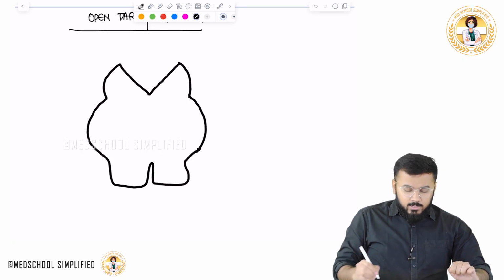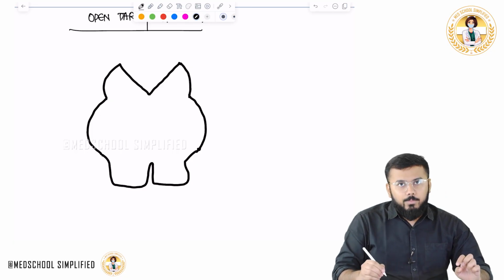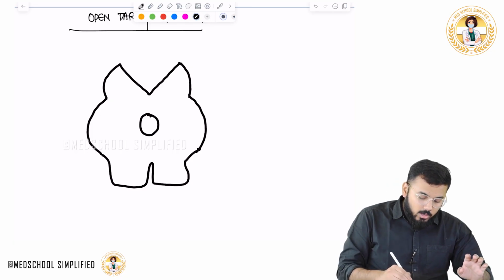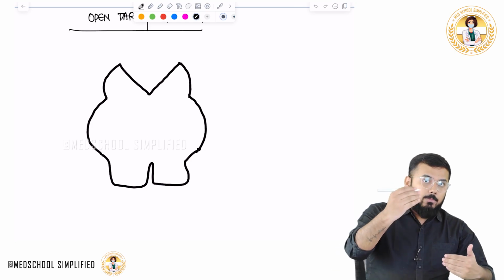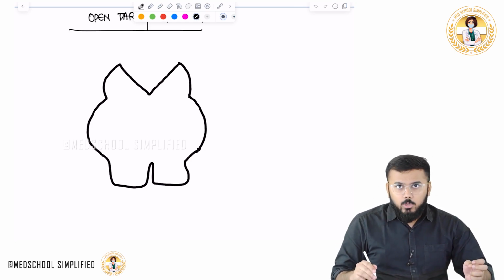You see this? Now this is the open part. In this open part, I cannot draw the central canal. If I have to draw the central canal, it means that the upper part and the lower part are completely closed, right?